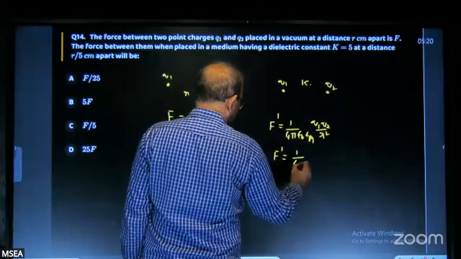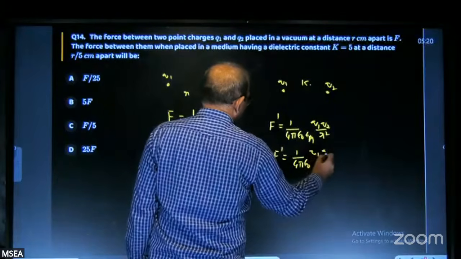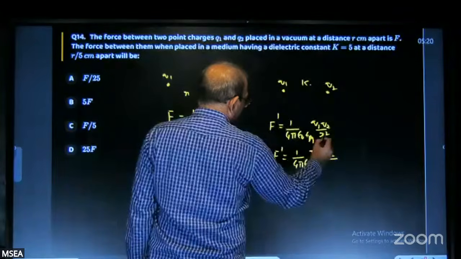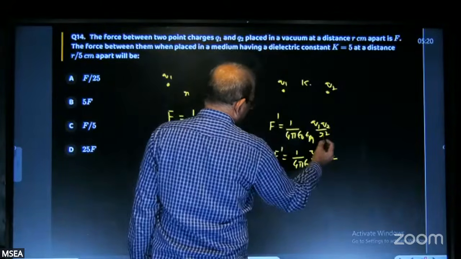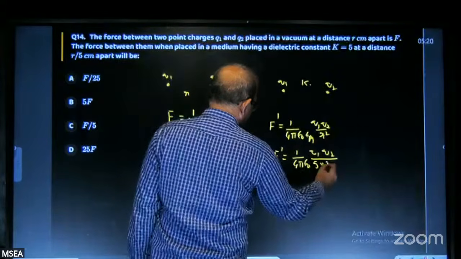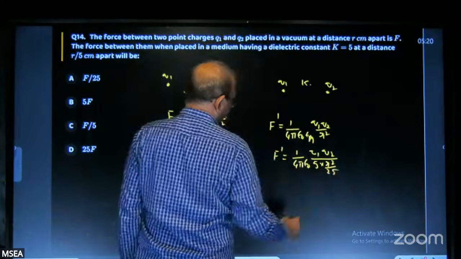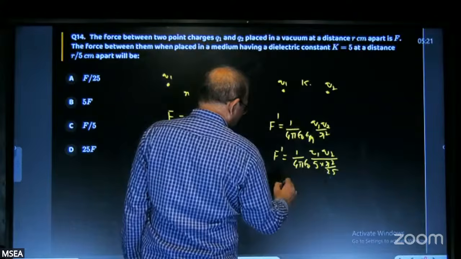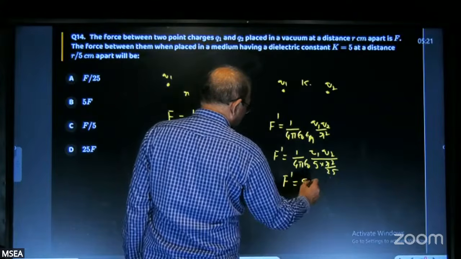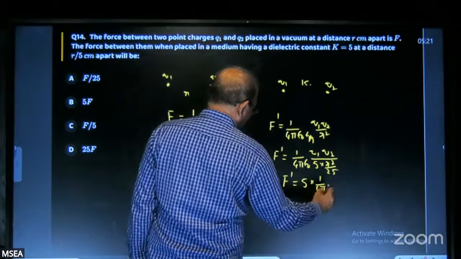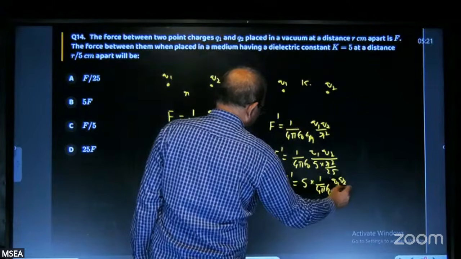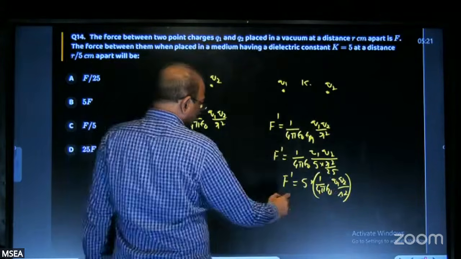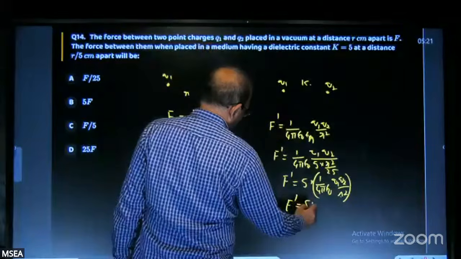1 by 4 pi epsilon naught Q1 Q2 by this K value given as phi, and this new distance R by phi they gave. R by phi square I am writing. R square by 25. Then one phi cancels here, then that phi will go up. So you'll get F dash is phi times of 1 by 4 pi epsilon naught Q1 Q2 by R square. This is nothing but previous force F. So F dash value is 5F.